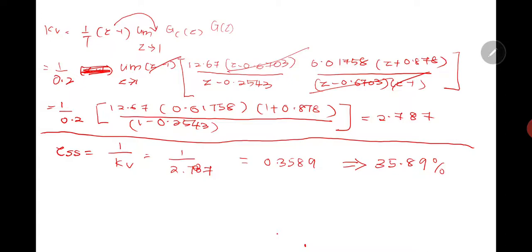But what we allow is only less than 5%. So that means we need to design a phase-lag compensator to make the steady state error less than 5%. This 35.89% is too high. We only allow less than 5% steady state error.